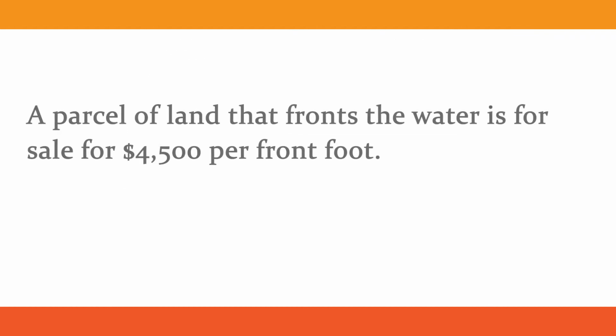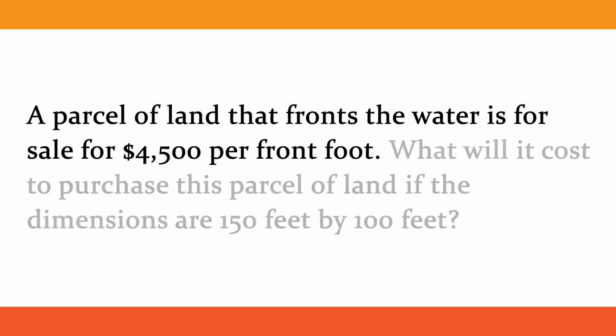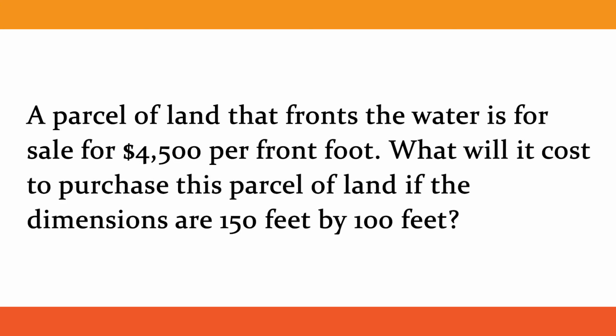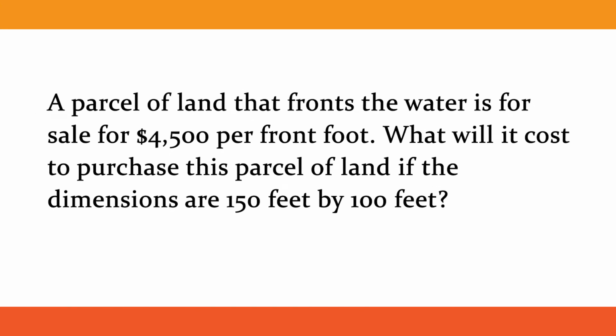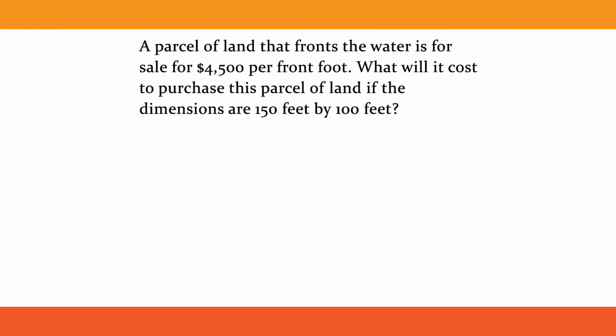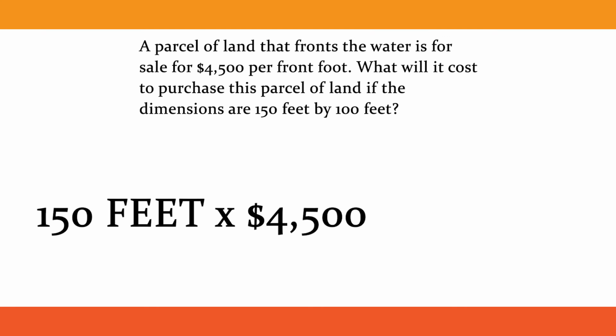A parcel of land that fronts the water is for sale for $4,500 per front foot. What will it cost to purchase this parcel of land if the dimensions are 150 feet by 100 feet? 150 feet is the frontage because this is the first number provided. 150 feet multiplied by $4,500 equals the cost to purchase this parcel at $675,000.